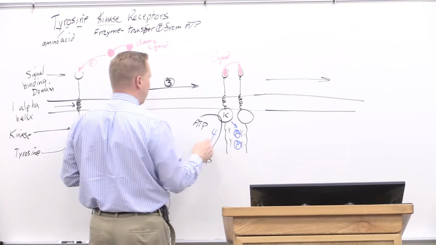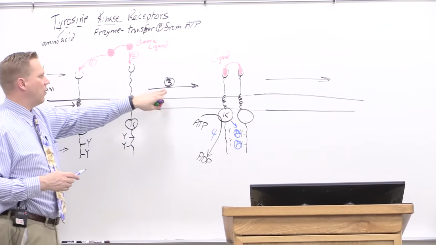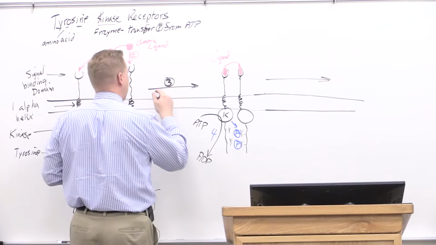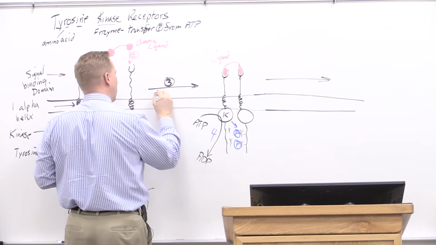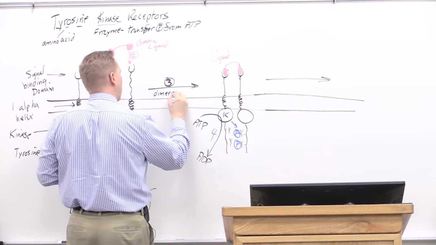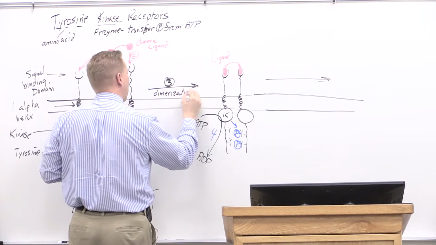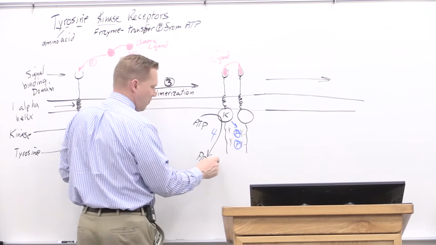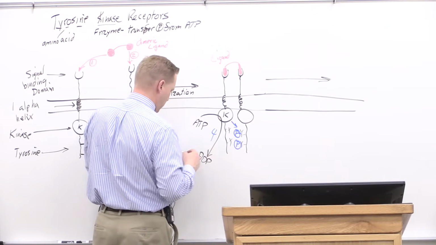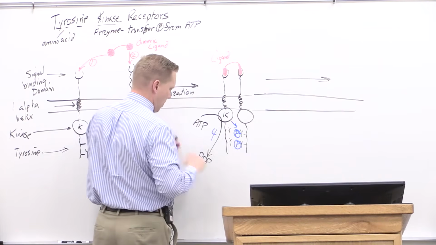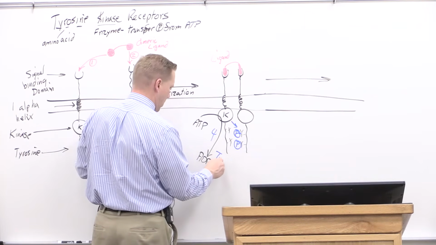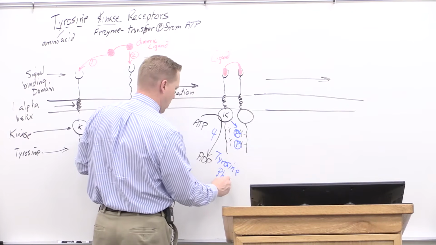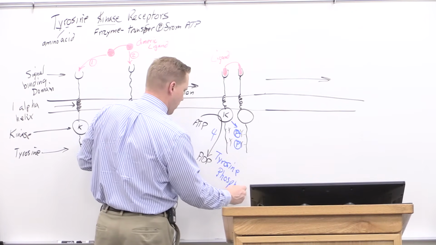So this is step 3, we call this dimerization or aggregation of that receptor. And then in step 4, this is tyrosine phosphorylation.